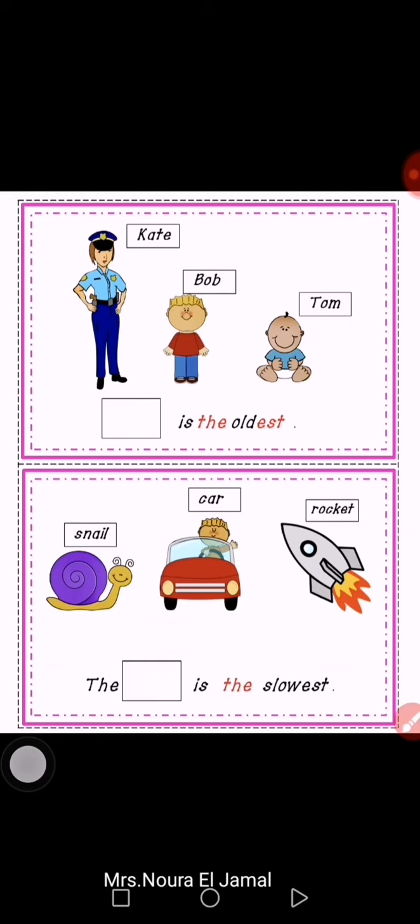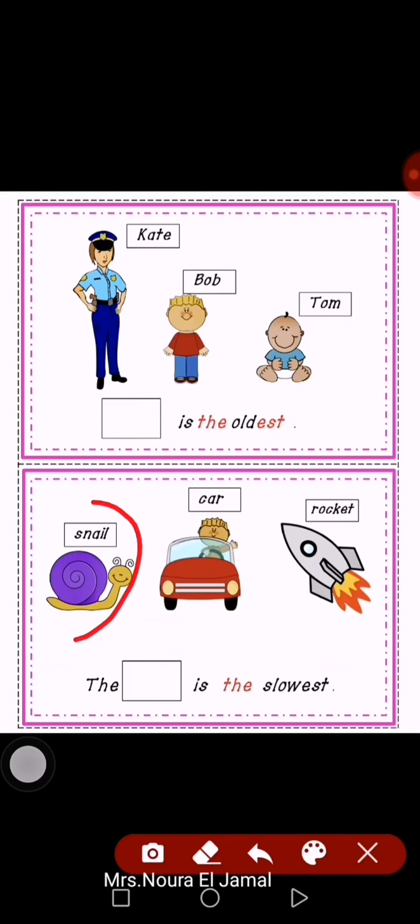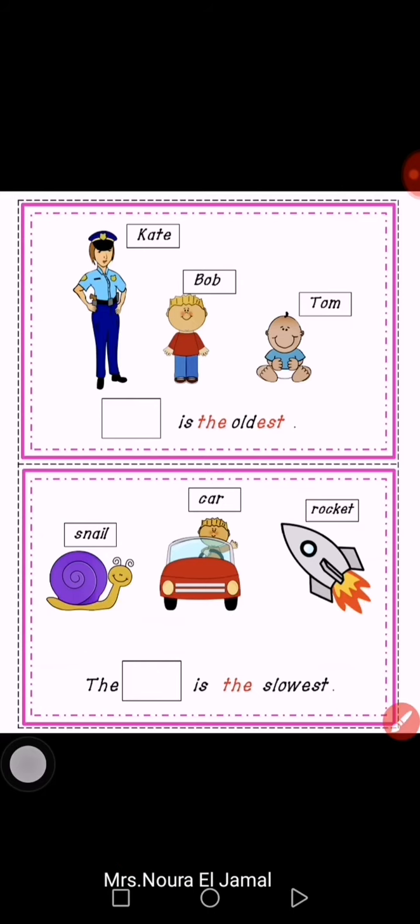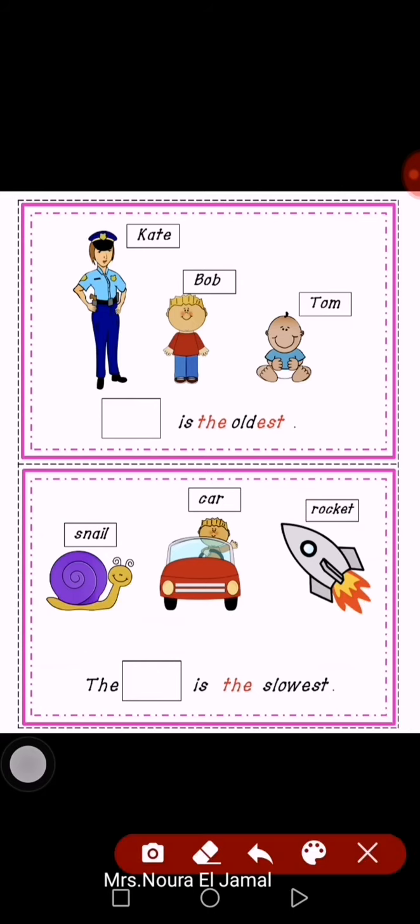We can see here snail is slower than car. So we can say snail is slower than car. And we can say the car is slower than the rocket. And we can say also the snail is the slowest, because now here I compare between the snail and the other 2 things. Okay, now we will write here snail.